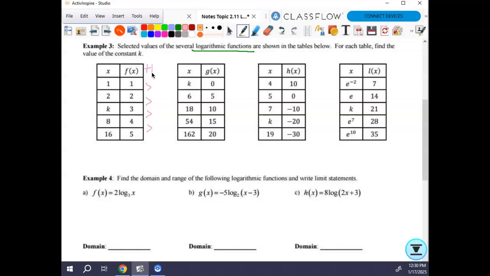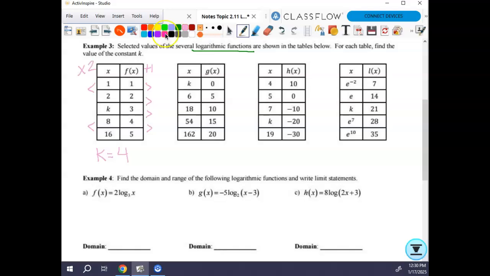Since I have equal length output value intervals, that means my input values most likely are changing multiplicatively, right? So to get from here to here or here to here, what am I multiplying by? 2. So what does k equal? 4. Okay. We okay with that?